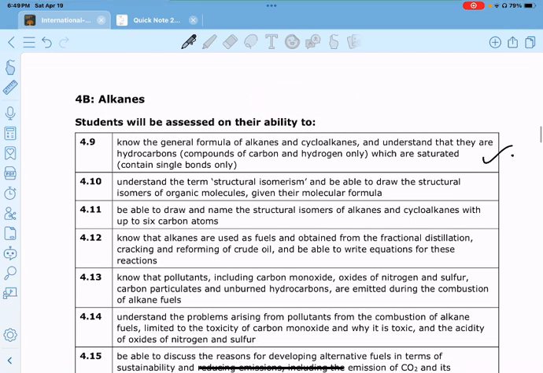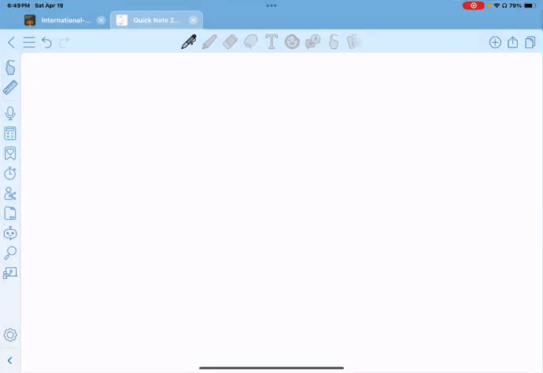Understand the term structural isomerism of alkanes and cycloalkanes with up to 6 carbon atoms. Okay, what is a structural isomer? Structural isomers are basically molecules with the same molecular formula but different structural arrangement, okay?